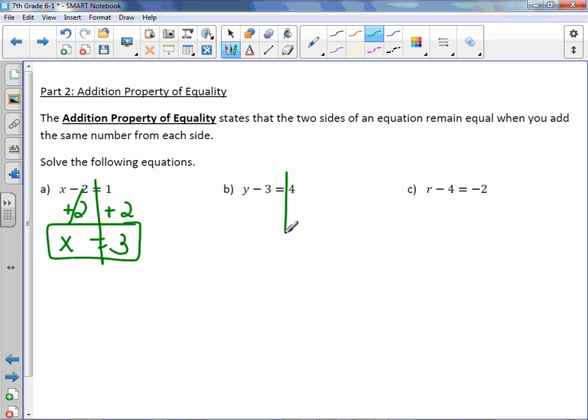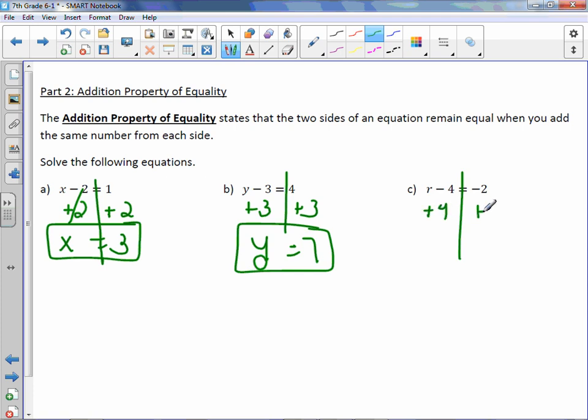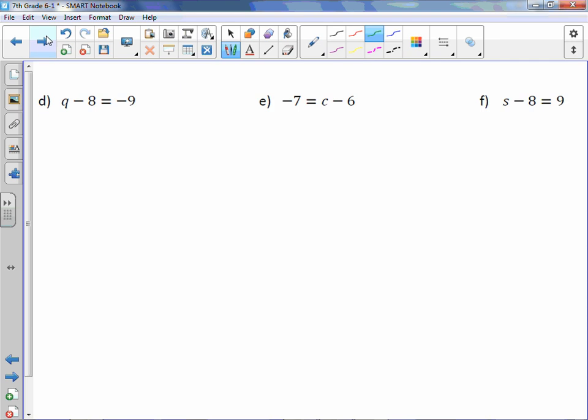Letter B, Y minus 3 equals 4. Add 3 to both sides. Y equals 7. Letter C, R minus 4 equals negative 2. Add 4 to both sides. R equals positive 2. Letter D, Q minus 8 equals negative 9. Plus 8 to both sides. Q equals negative 1.